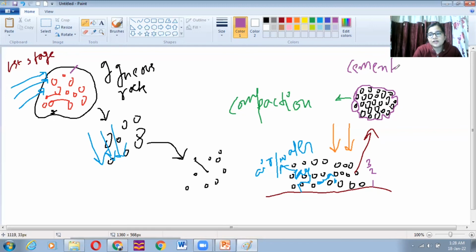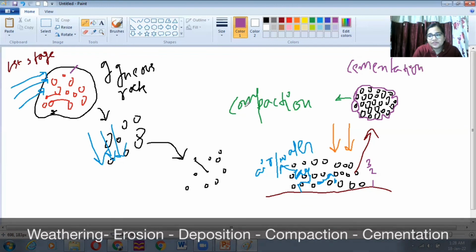So first of all comes your weathering, next comes your erosion. After erosion comes the deposition. The first stage is the weathering. Second stage comprises the erosion or the transportation of the materials. Third stage depicts the deposition of the sediments. Fourth stage depicts the compaction of the sediments, where the sediments are getting stuck by the gravitational pressure from the above, and the air and water is getting expelled out.